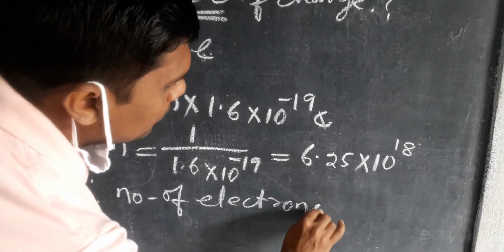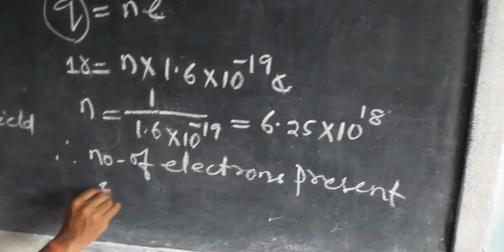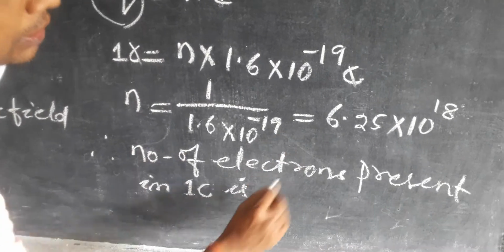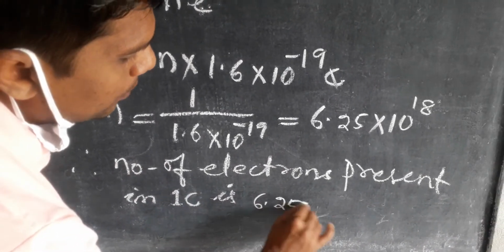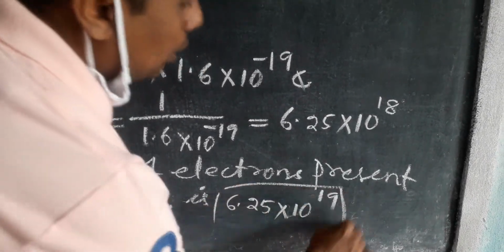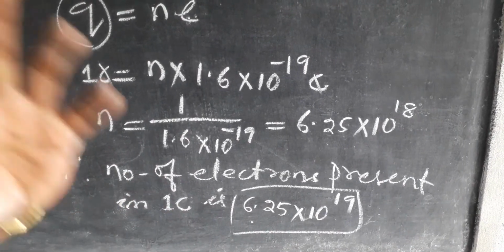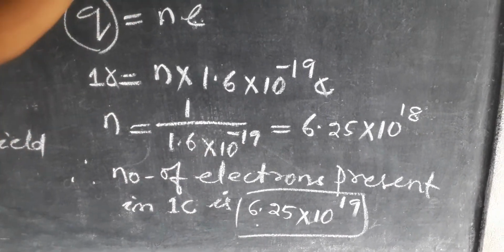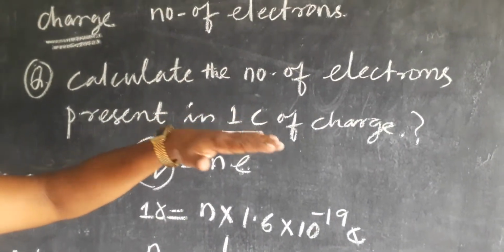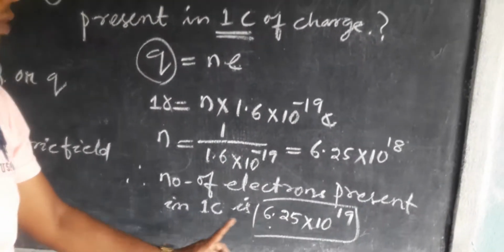Therefore, the number of electrons present in 1 coulomb of charge is 6.25 into 10 to the power 18. So this much is contained in 1 coulomb of charge. That means we can define 1 coulomb of charge as the charge of this number of electrons.